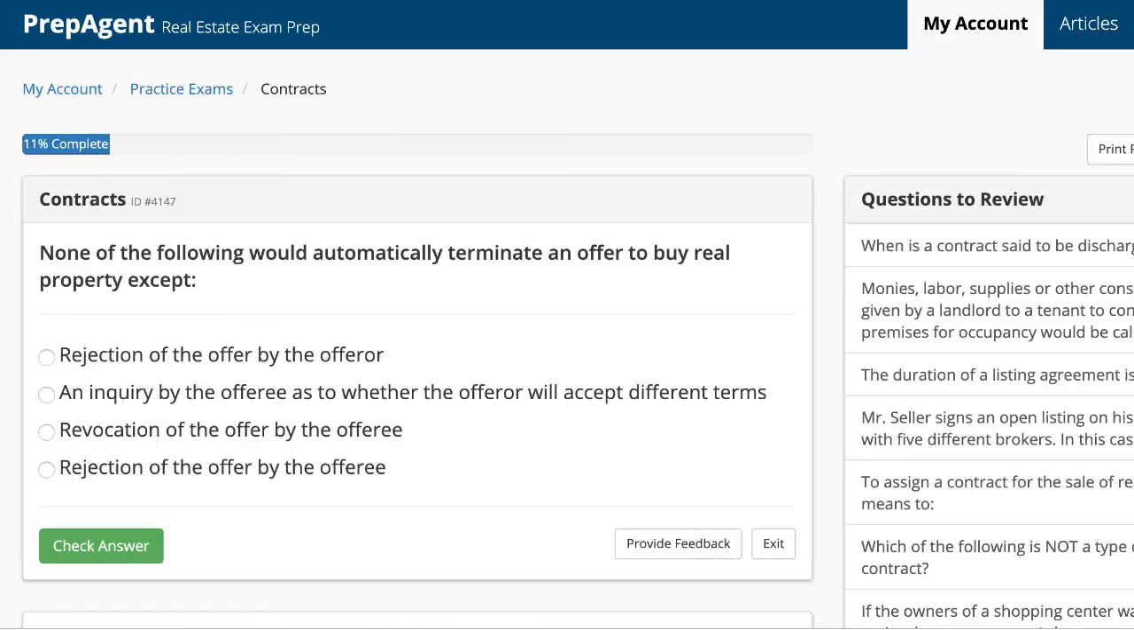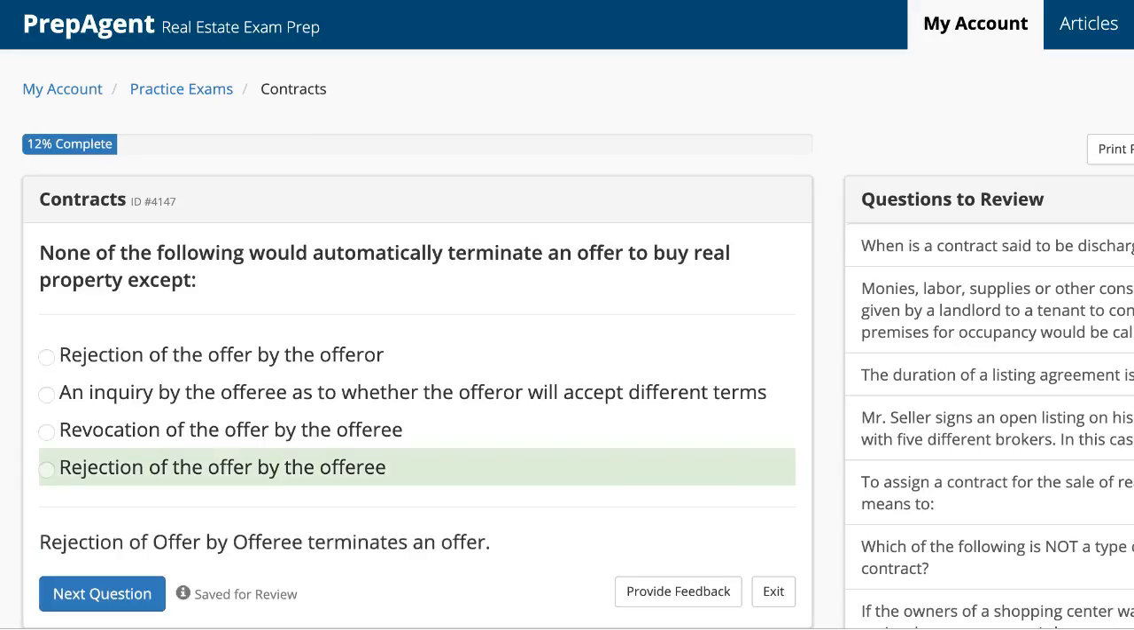Okay, next question. None of the following would be automatically terminated in offers by real property except A, rejection of the offer by the offeror, B, an inquiry by the offeree as to whether the offeror will accept different terms, C, revocation of the offer by the offeree, or D, rejection of the offer by the offeree. What do you guys think? D, rejection of the offer by the offeree.